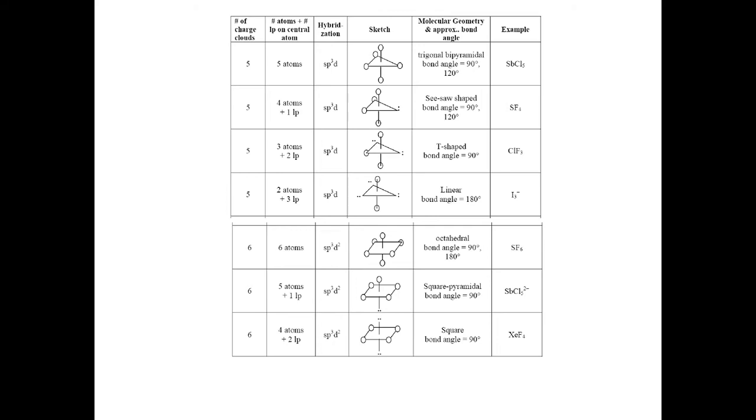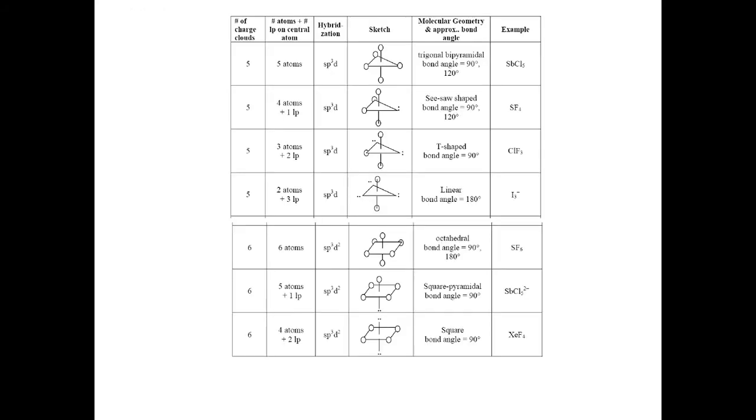If there is one lone pair, here I like to mention that each and every position is equivalent, so we can place the lone pair anywhere in the coordination site. That doesn't change. If there is one lone pair, that will be square pyramidal. If there are two lone pairs, that will be square planar.